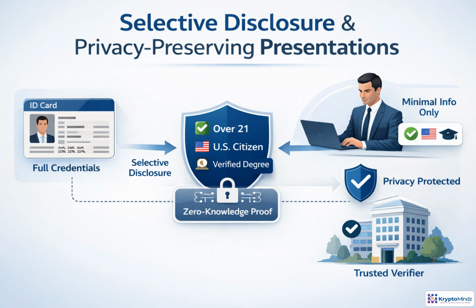Welcome to the final module. Here we move beyond simply presenting credentials and focus on proving only what matters. Selective disclosure and zero-knowledge proofs help verifiers make trusted decisions while users keep unnecessary personal details private.